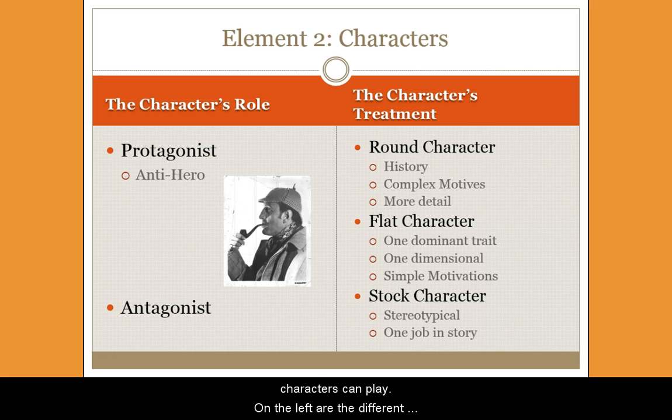Here are some other roles characters can play. On the left are the different types of roles a character can play in the story. The protagonist, in the simplest sense, is the one the reader is intended to empathize or connect with the most. Almost always the protagonist is the main character, the one who has the most lines and whose perspective we get most completely.